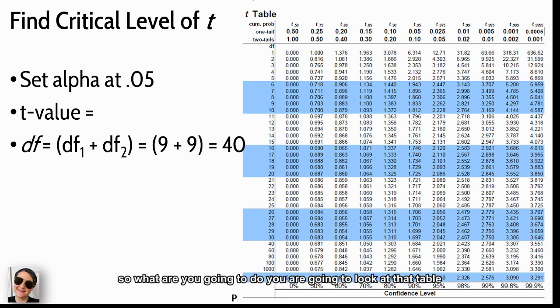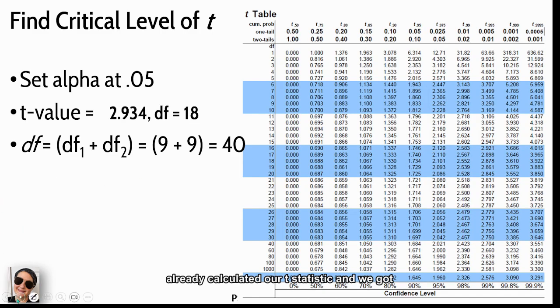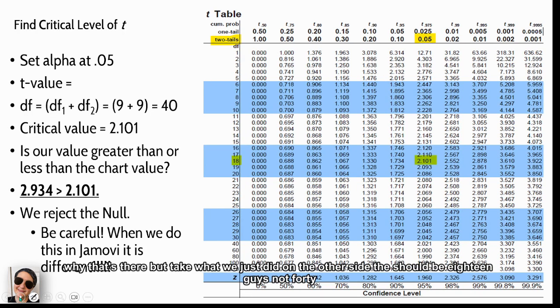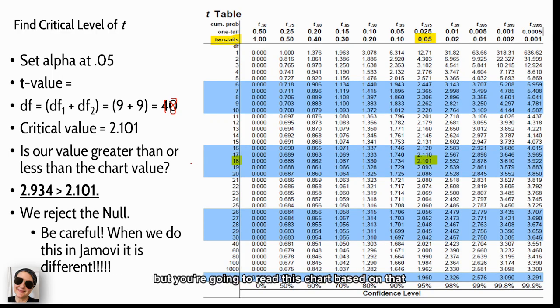So what are you going to do? You are going to look at that table. I will publish a copy of this table in Canvas, but you can also find them online. Just Google a t-table. We have already set our alpha at 0.05. We have already calculated our t statistic, and we got t is equal to 2.934. Our degrees of freedom is 18. I don't know why it says 40 there. That is not correct. Take what we just did on the other side. This should be 18, guys, not 40.